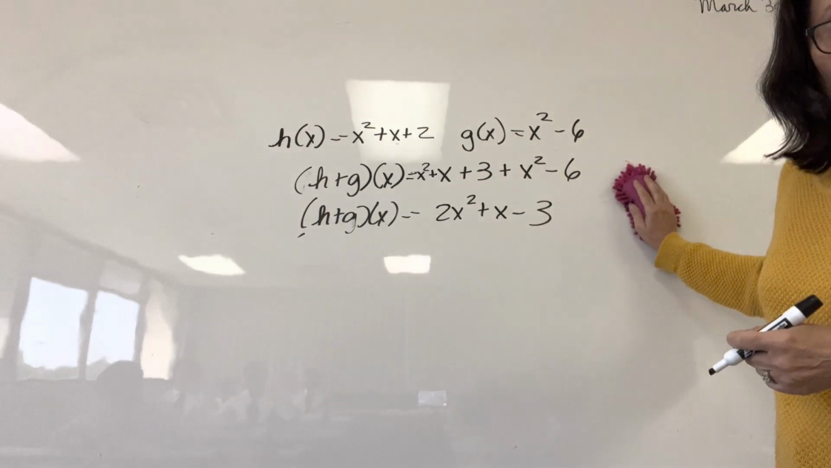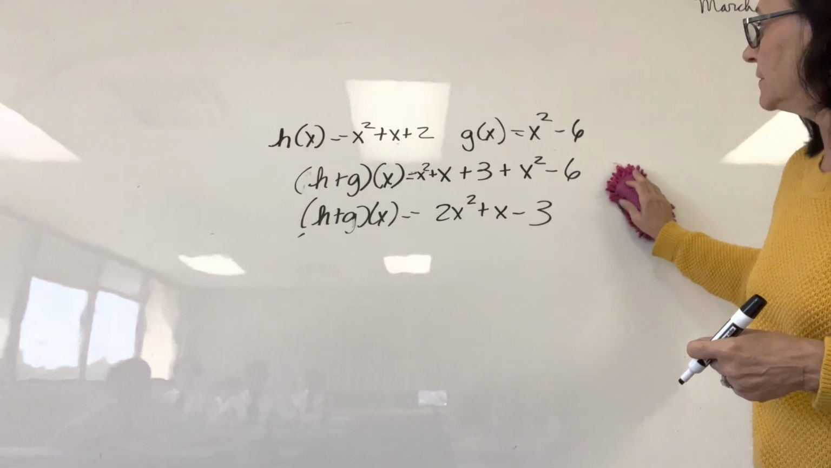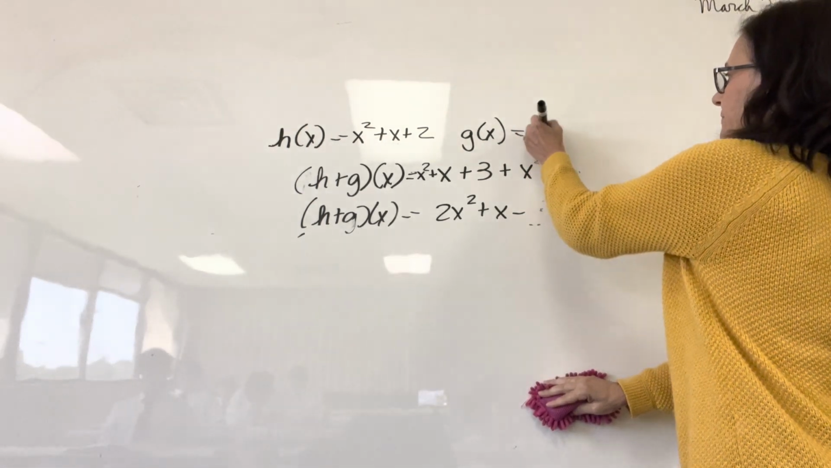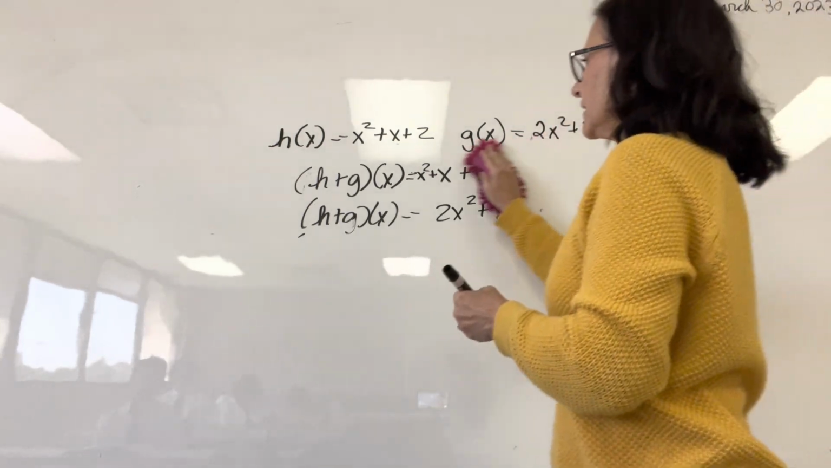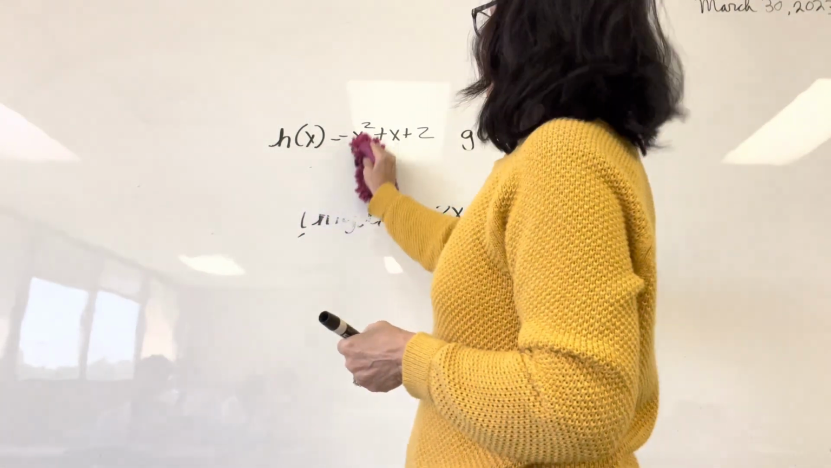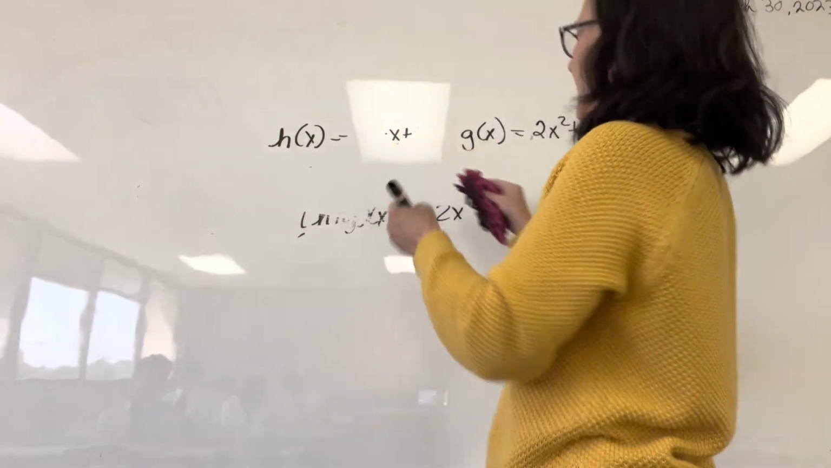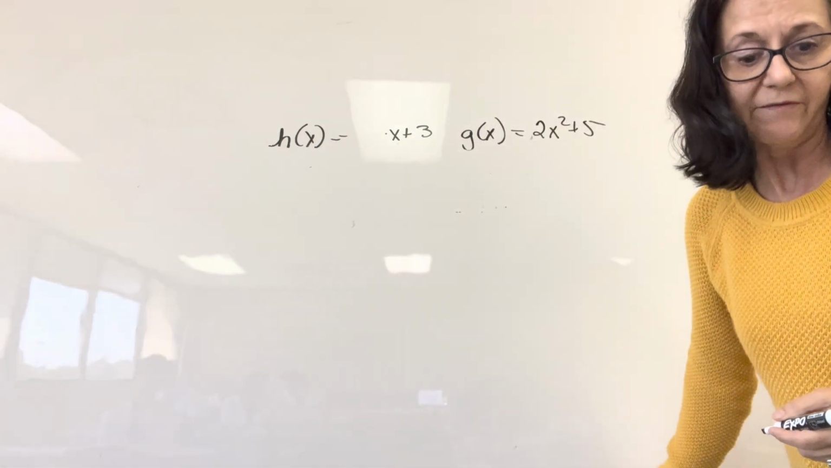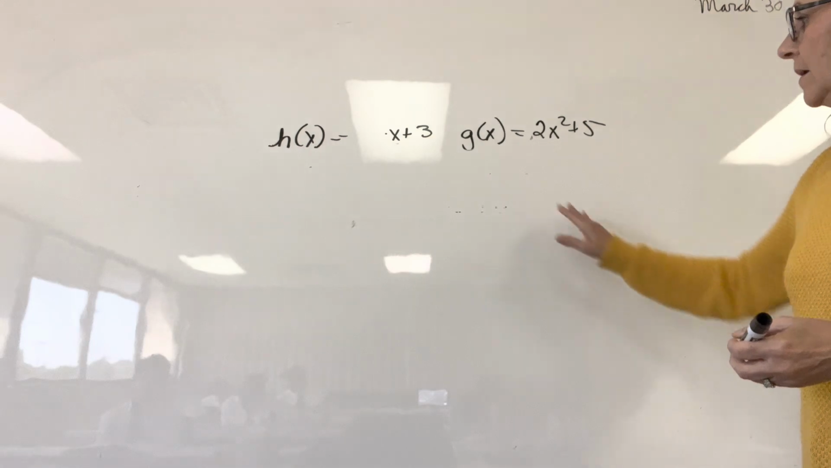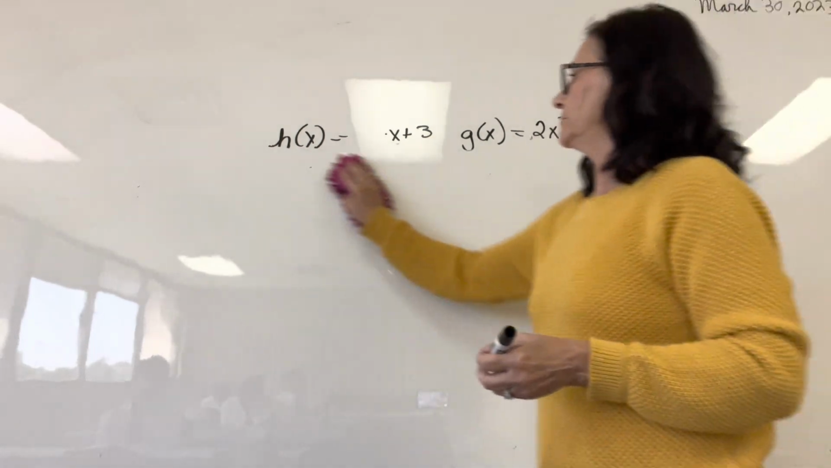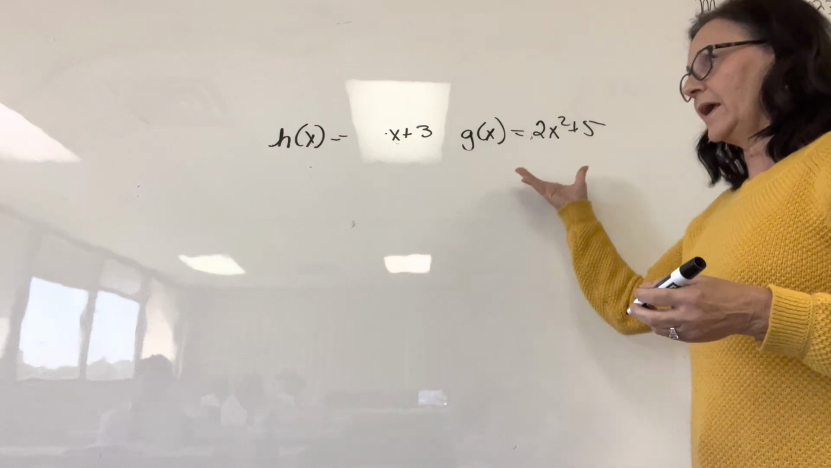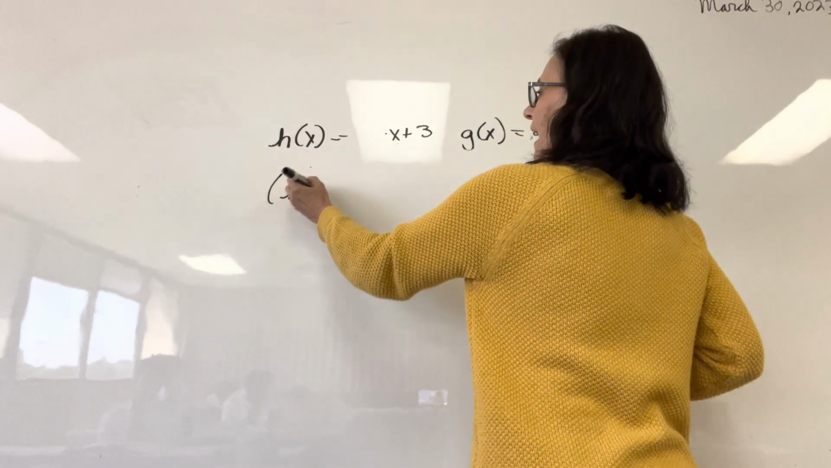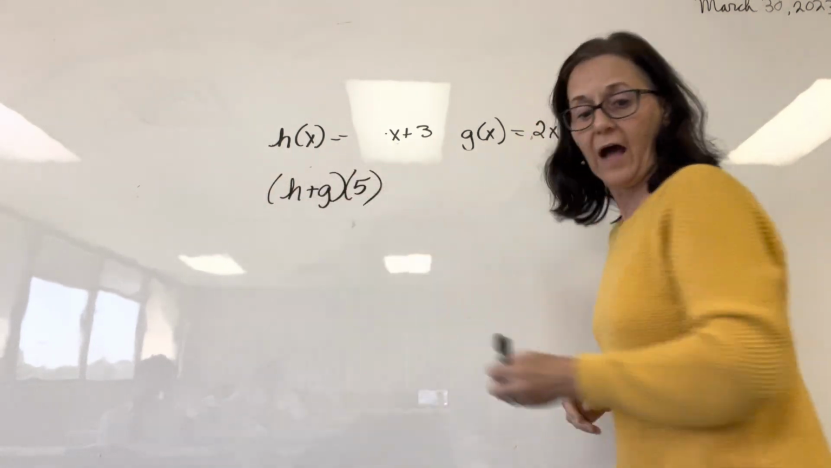All right, let's look at 102.2. Our g of x is 2x squared plus 5. We're going to make the domain all reals. Sometimes they make it integers or negative integers, but we're going to do all reals, because the domain of these expressions is all reals. And now it says find h plus g of 5.